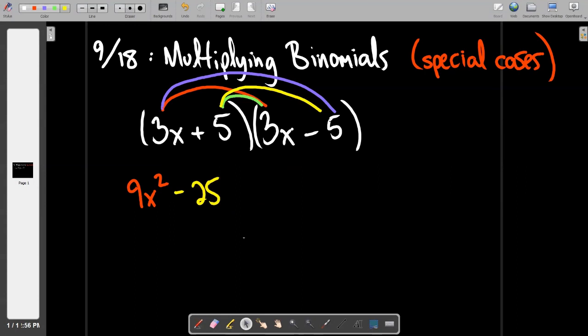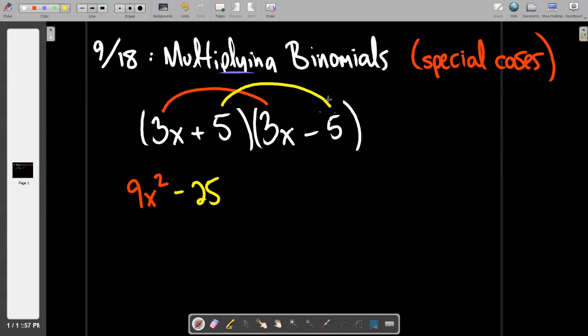One of my objectives for the day is to get you to a point where you can see a problem, identify that pattern, and say, wait a second, I can shortcut this. Think about how quickly we could have shortcutted it. If we knew the middle terms were going to kill each other anyway, then from the onset of this problem, was there anything stopping me from just multiplying the first terms, 3x by 3x, there's my 9x squared, and then multiplying the last terms, 5 by 5, and there's my minus 25?